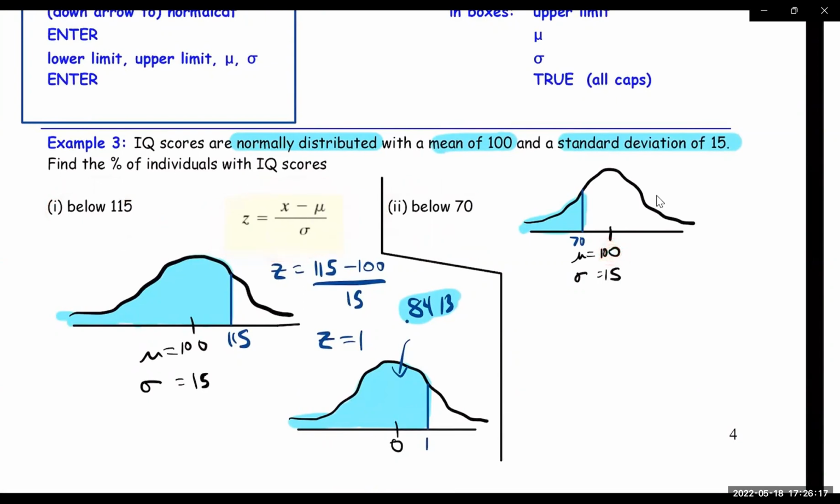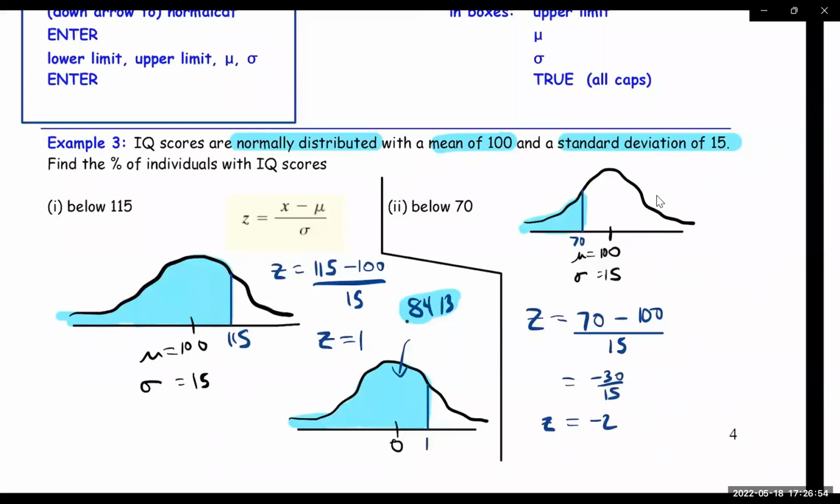Because the mean is not 0, that means we have to use a formula to convert. So let's use a formula again. Z is equal to X, remember, X is the data value, which is 70, minus the mean, the mean is still 100, divided by the standard deviation, which is 15. This time you're going to get -30 divided by 15, which is -2. So your z-score is -2.